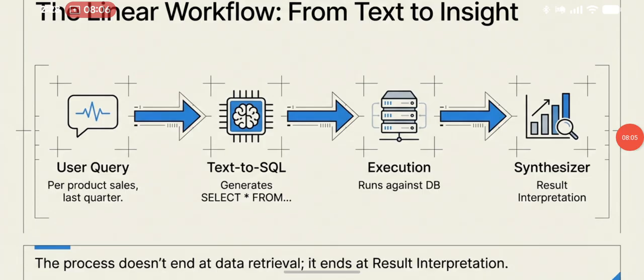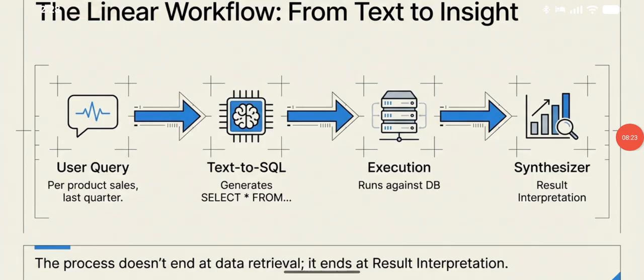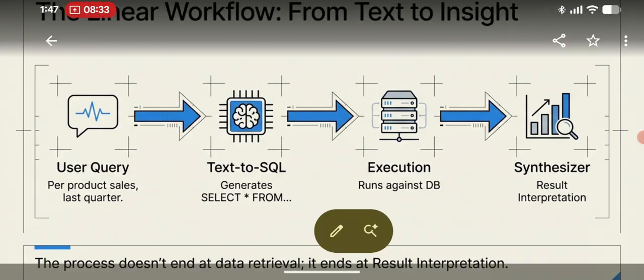So in a simple workflow solution, when a user writes a query, there will be an agent which will convert the text to SQL, and then it will run the SQL on the database. From the output, the synthesizer agent will synthesize the result, and it will be given to the guardrail to check the validity and the tone of the output before sharing it with the user.